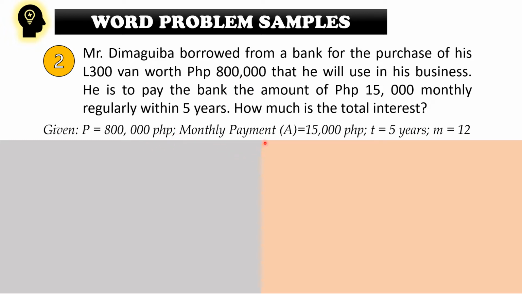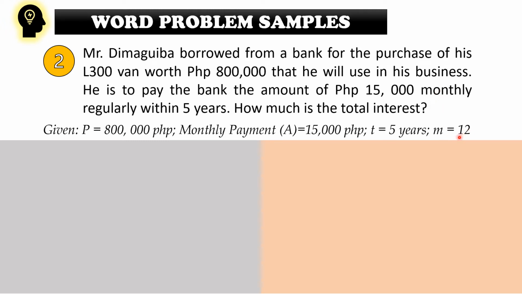Then the monthly payment, letter A or letter R, is equal to 15,000 pesos kasi ito yung kanyang babayaran regularly kada buwan. Then the time T is 5 years. Within 5 years niya dapat mabayaran yung kanyang hiniram na pera sa bangko. Then M is equal to 12. So M refers to the number of conversions. Since monthly naman yan, 1 year has 12 months. Therefore, M is equal to 12.